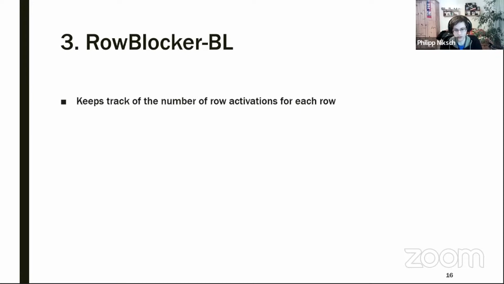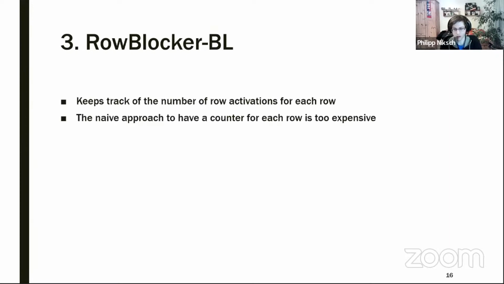RowBlocker BL keeps track of the number of row activations for each row. A very naive way to implement such a system would be to associate each row with a counter, just counting how often a given row has been activated. This approach is prohibitively expensive in terms of area requirement, however.